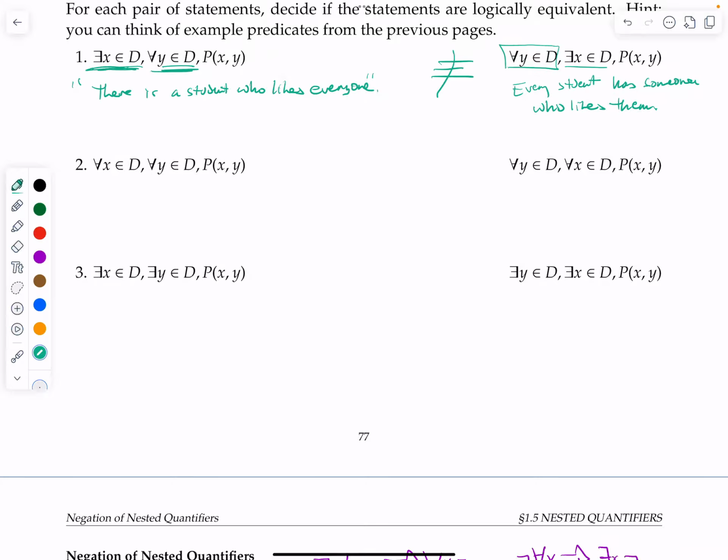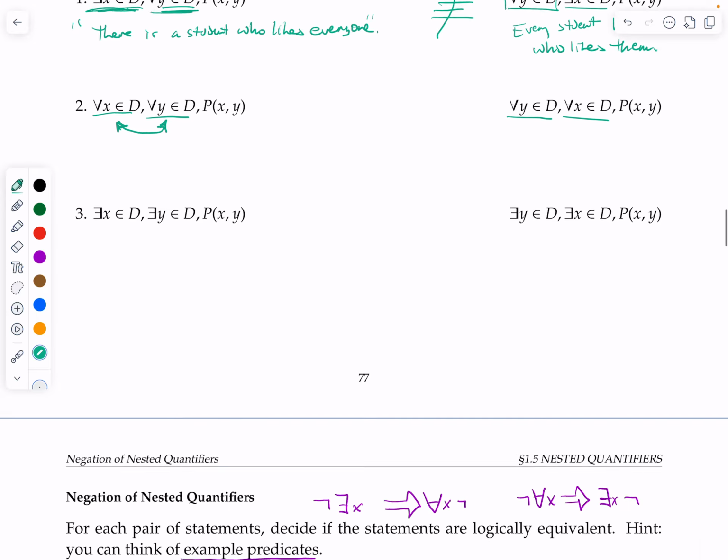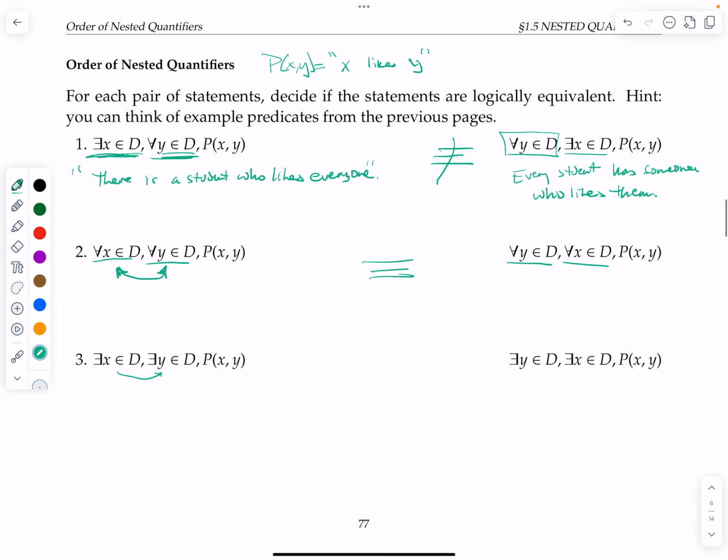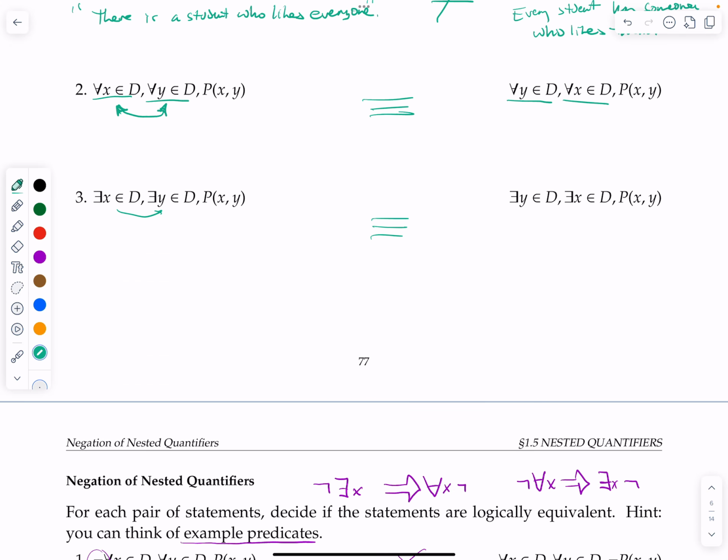I won't go into the details here. I guess that as long as you have the same quantifier, you can switch the order of those quantifiers. I mean, this means everybody loves everybody or likes everybody else. And this means that they mean the same thing. And the same thing goes here. You can switch. These are equivalent. So those are equivalent and those are equivalent. So here you can switch the order as long as they're the same quantifier.